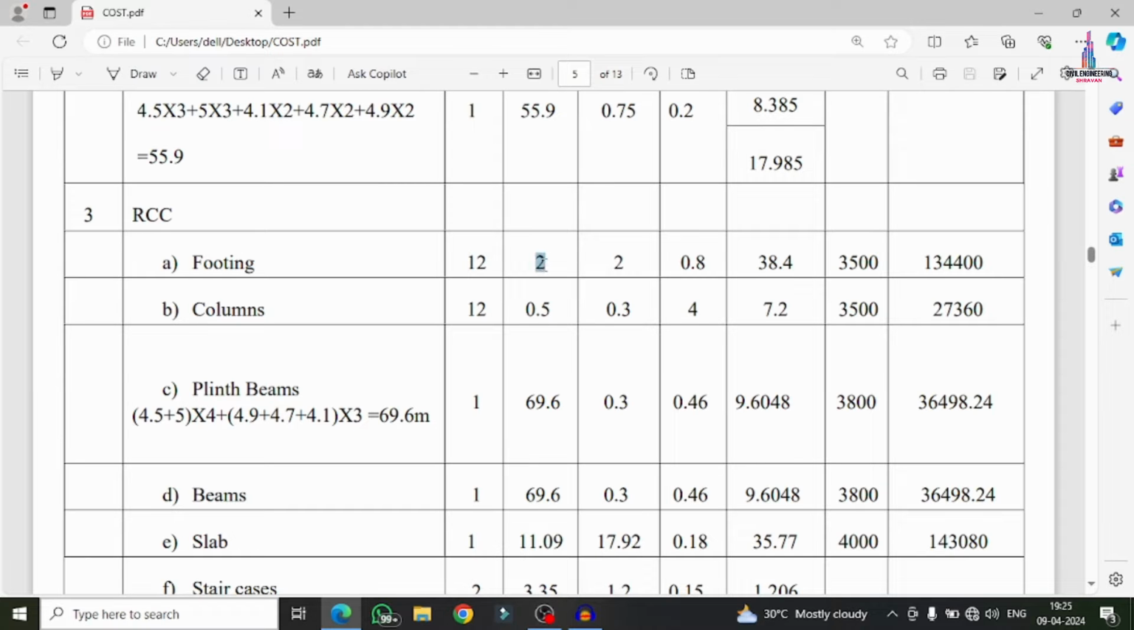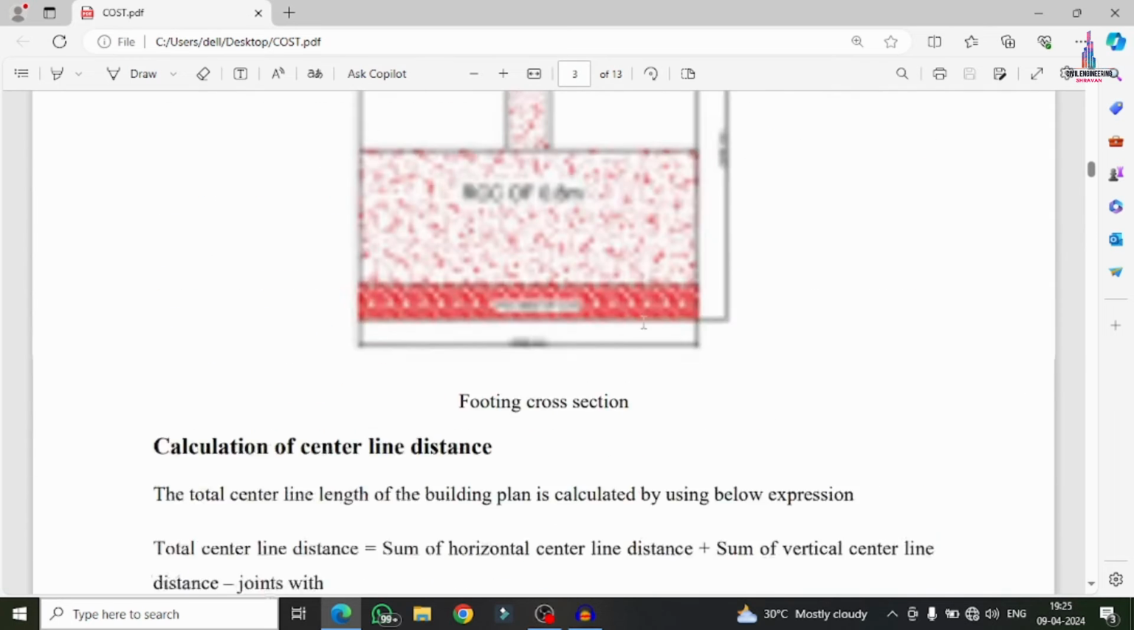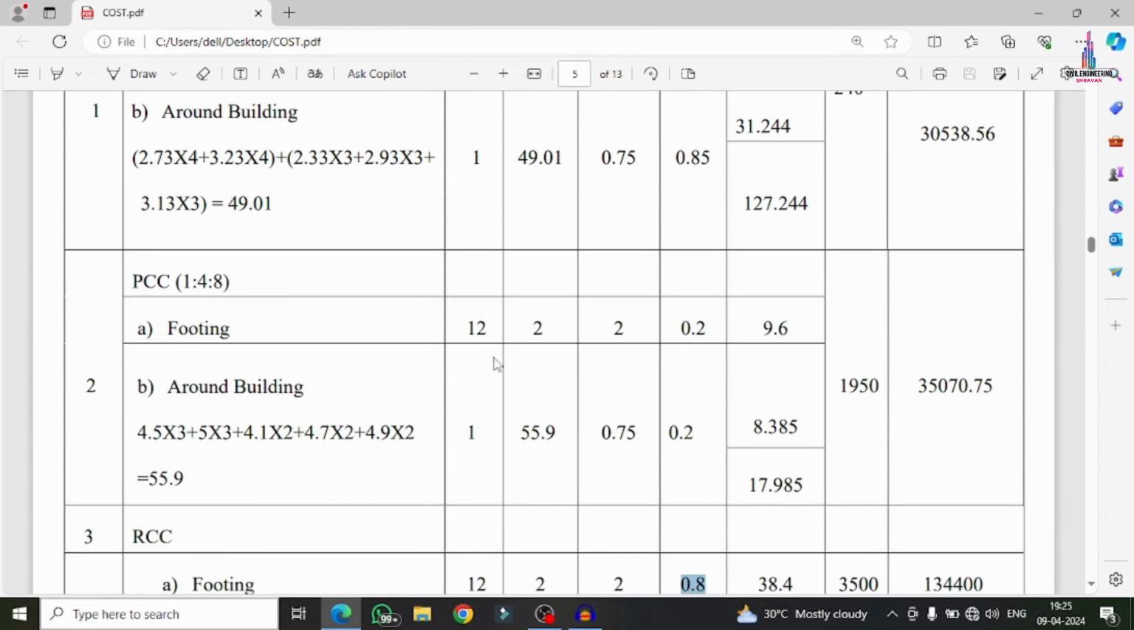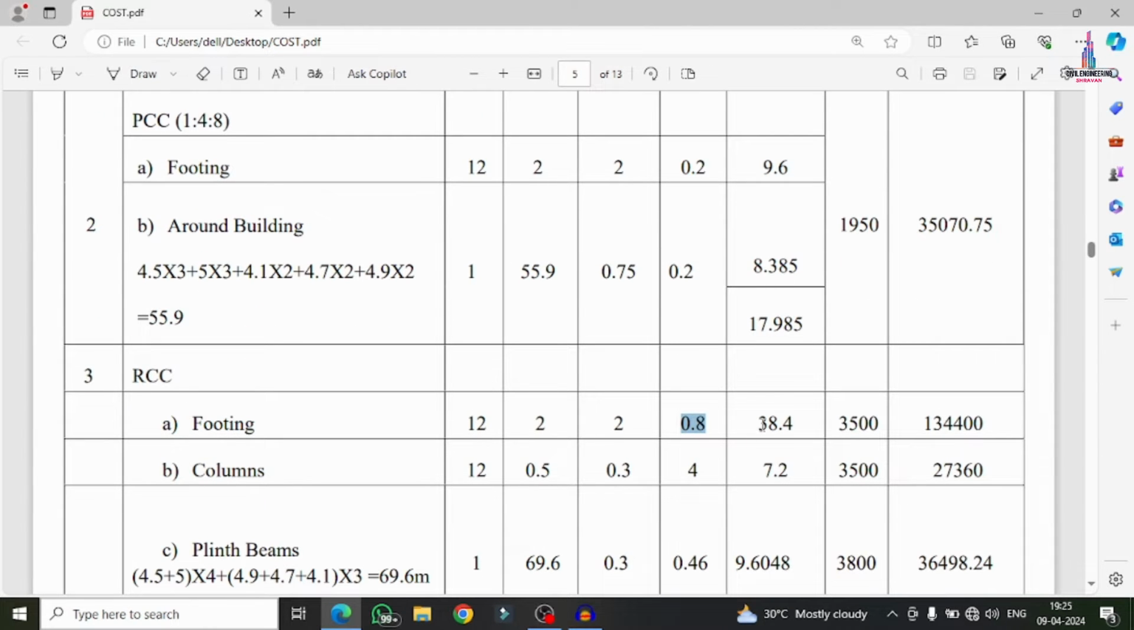For the RCC, length is 2 meter, width is 2 meter and depth is 0.8 meter. I already explained this in the cross section details. This is the PCC 0.2, and this 0.8 meter is the RCC work. So this is the RCC work depth, which is 0.8, and the value is 38.4 cubic meter.